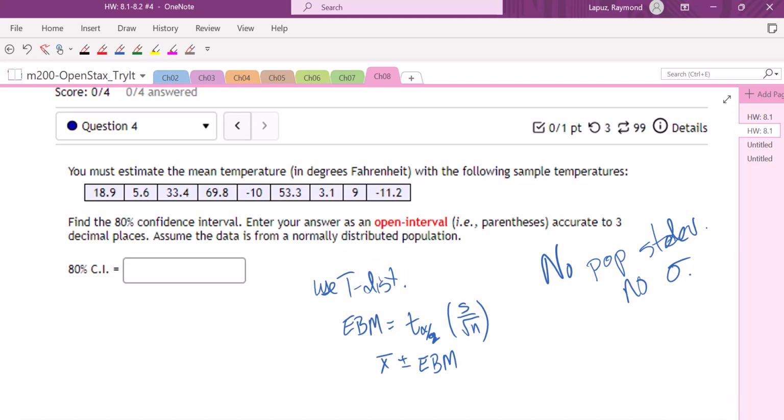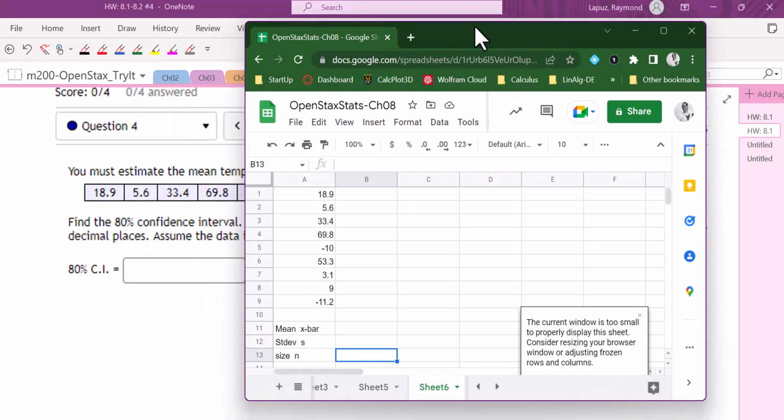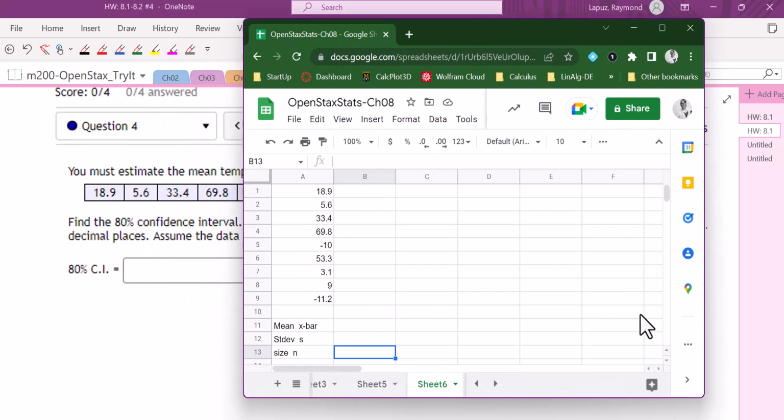We're going to be using our Google Sheets, and here I have the data already inputted and ready to find the mean, the standard deviation, and the sample size. So we'll start with the mean. If you remember the command for finding the mean, it's average, and then I'll just click and drag to encapsulate all the values that we're looking for. We got a mean of 19.1.